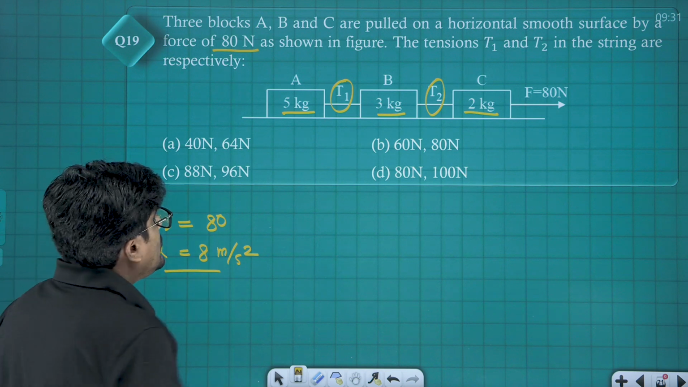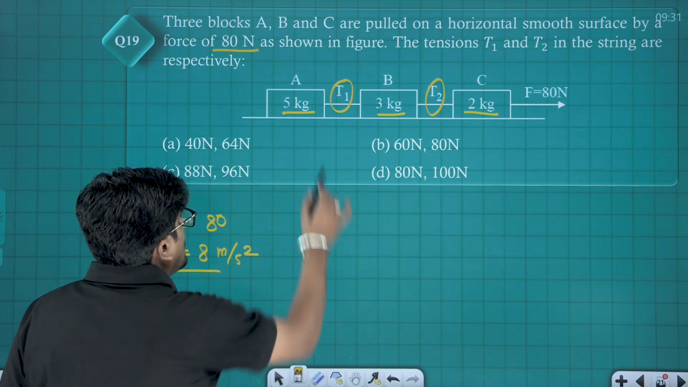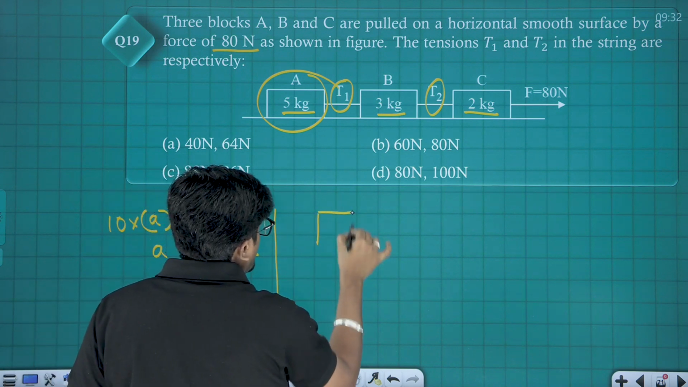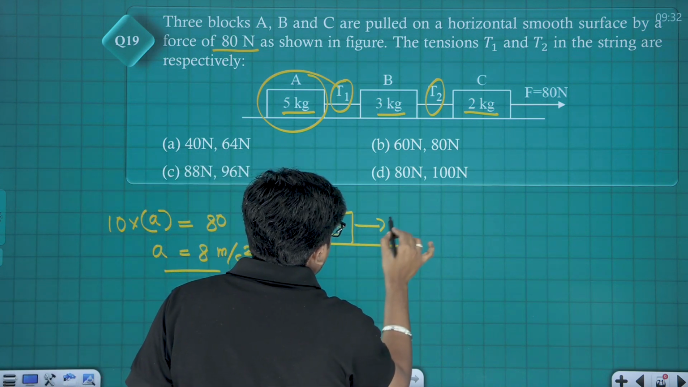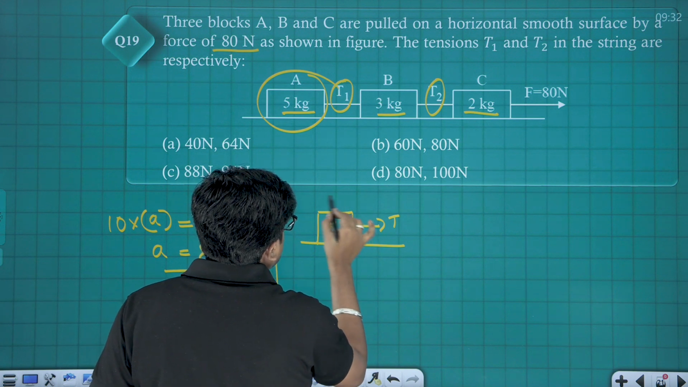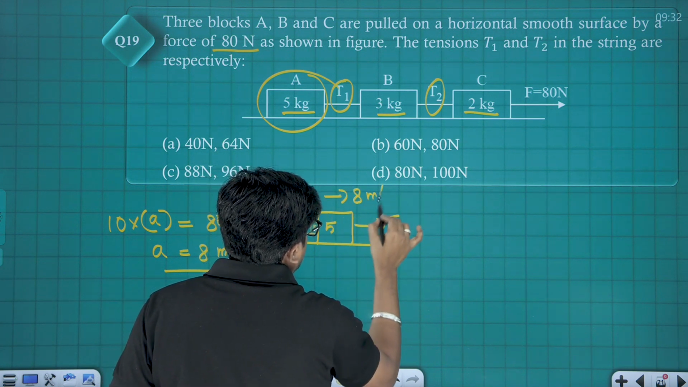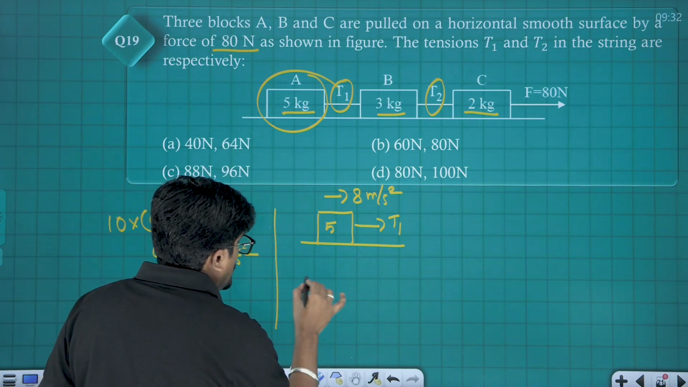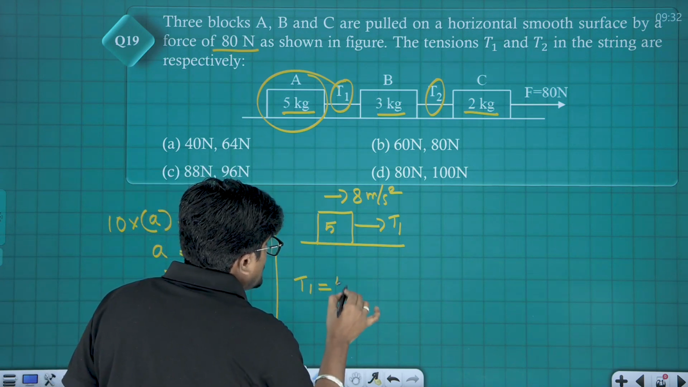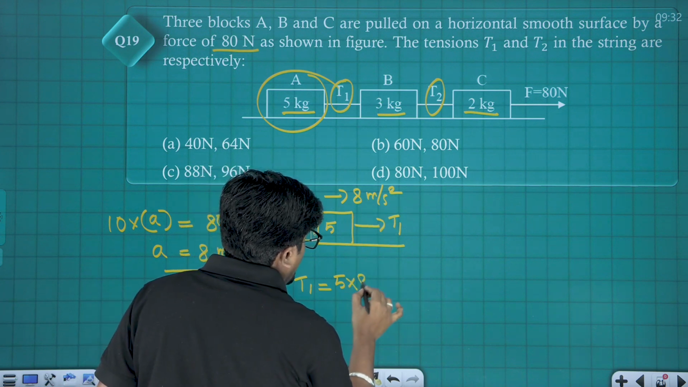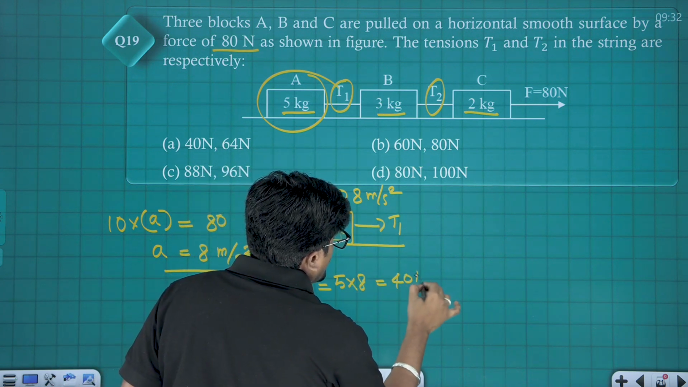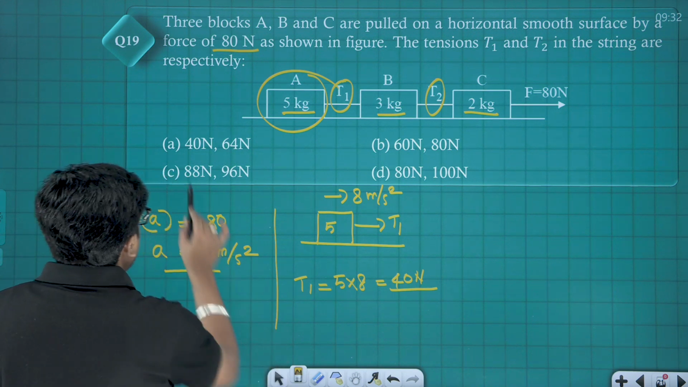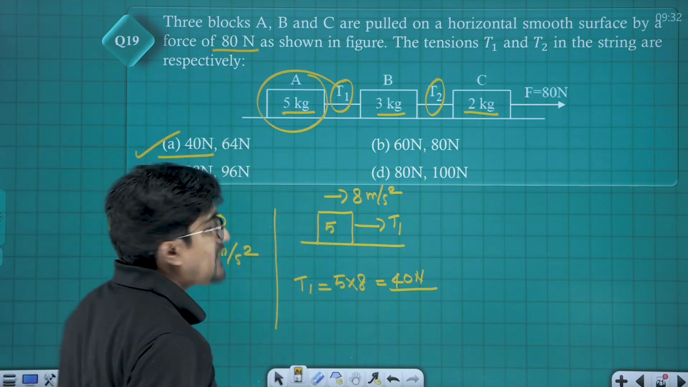Alright. Now you need to find out T1. So if I want to find out T1 and I consider the motion of 5 kg mass along the horizontal direction, I can say that this 5 kg mass is moving towards right with an acceleration of 8 meter per second square only under the influence of T1. So T1 is going to be mass, that is 5, into acceleration, 8. So here this needs to be 40 Newton. So T1 equal to 40. Only one option is there, so that is going to be the correct answer.